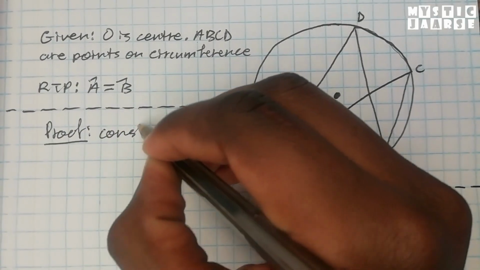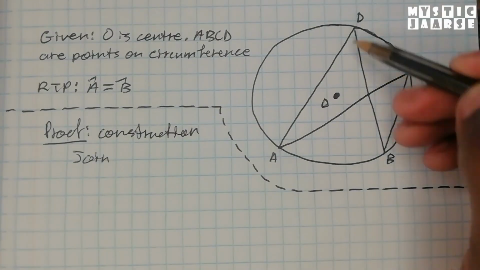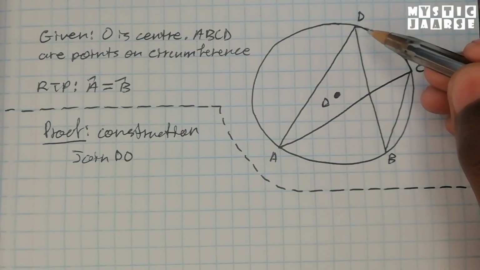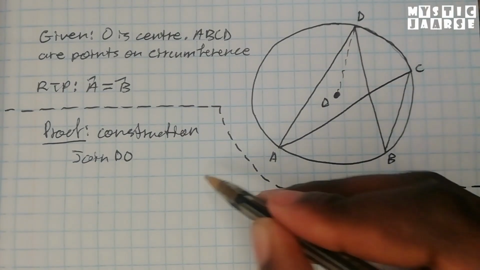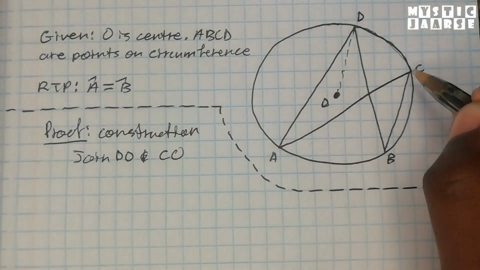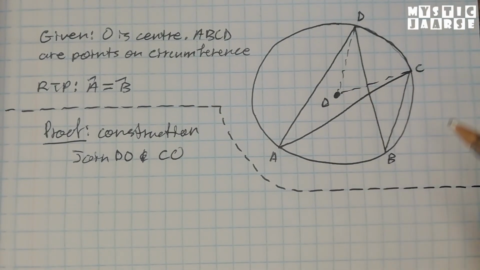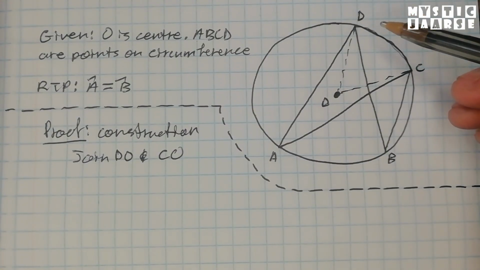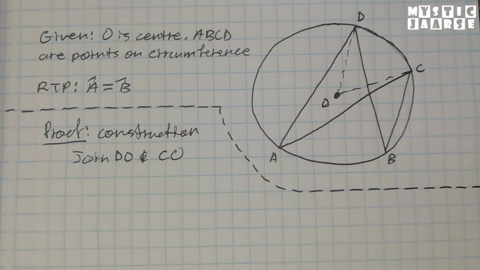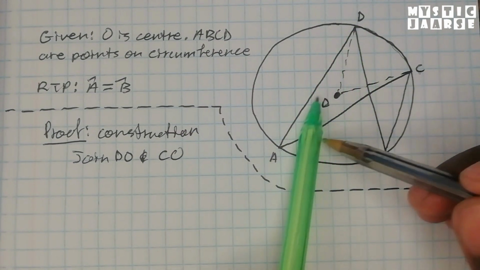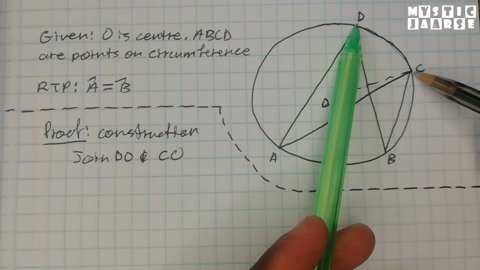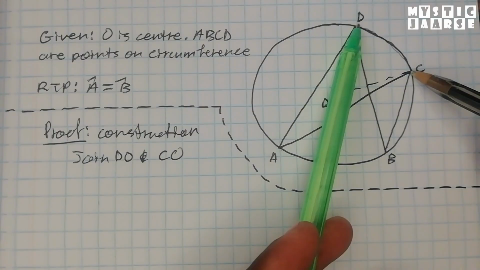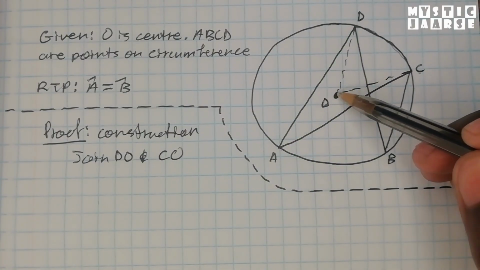Proof. Construction. Now this time we are going to join DO because we are constructing from arc DC. So we join DO using dotted lines, and we also join CO. And now we have created angle DOC, and DOC is also subtended by arc DC. So now arc DC subtends angle A at the circumference, and it also subtends angle B at the circumference. At the same time, due to our construction, it subtends angle O, and angle O is at the center.